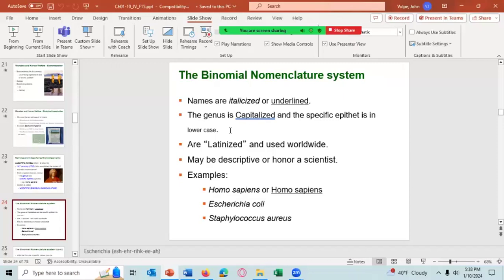The scientific names are always Latinized, and they're used worldwide, meaning whatever language you speak, the scientific name for people or humans would be Homo sapiens. So Homo sapiens is used as a scientific name in whatever language you speak. The scientific name may be descriptive, or it may honor a scientist. Some examples: Homo sapiens.